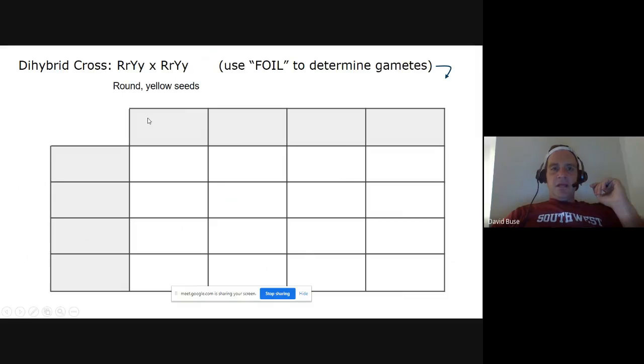And so I'm going to give you guys an opportunity to set up this square. If you could pause this real quick, and then I'll go over how to solve this. Go ahead and do that.